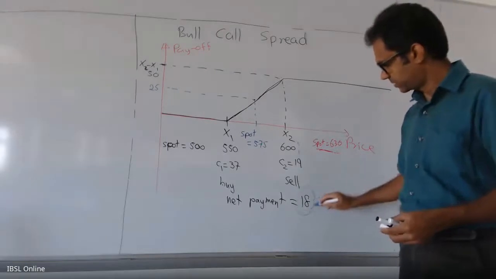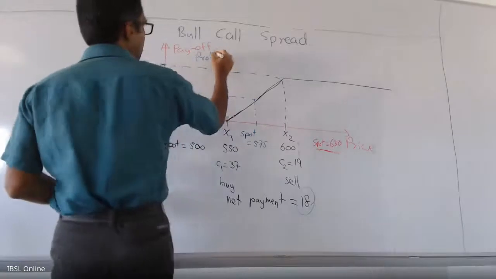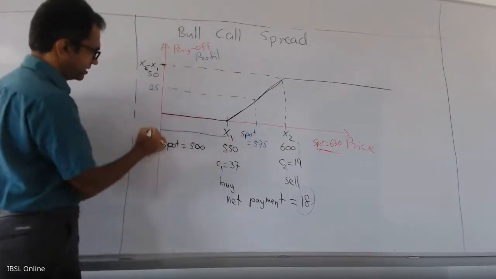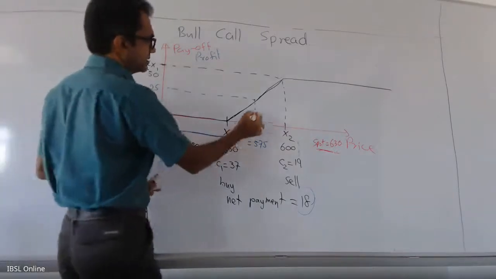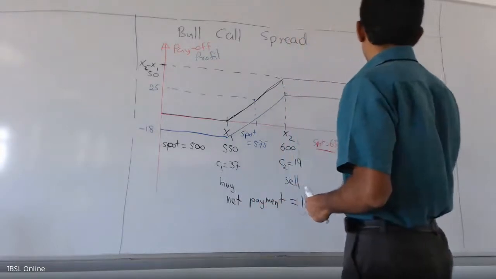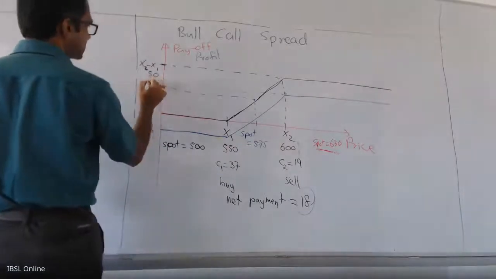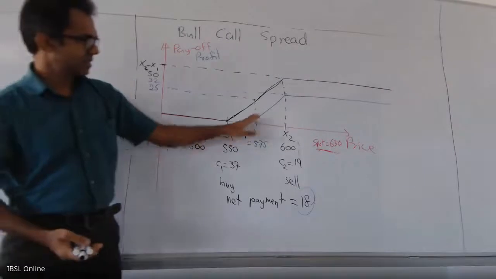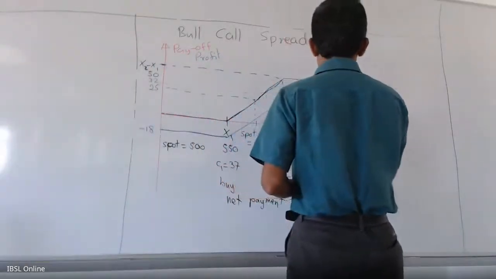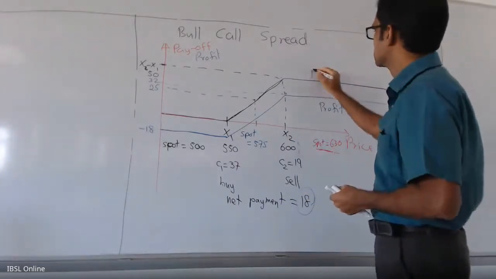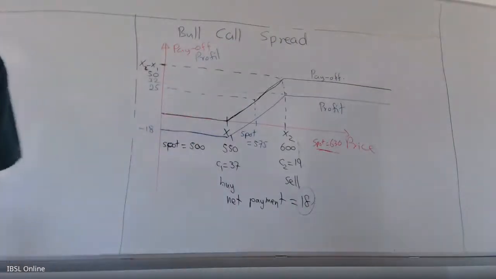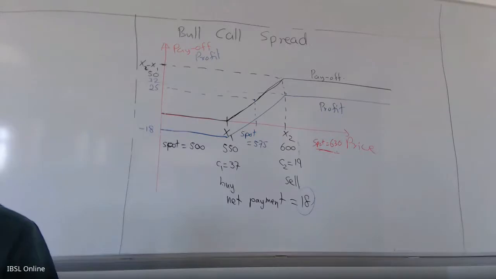But you have this net payment, so therefore profit will go down by 18. This would be minus 18. So 50 minus 18, 32, somewhere here it goes up to 32 and remains. The blue line represents the profit. The black line represents the payoff. Clear? This is explained in the next few slides.